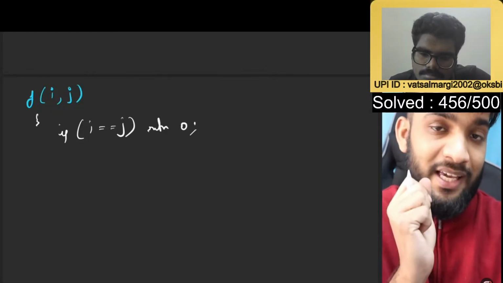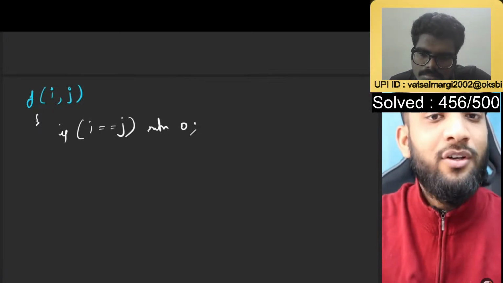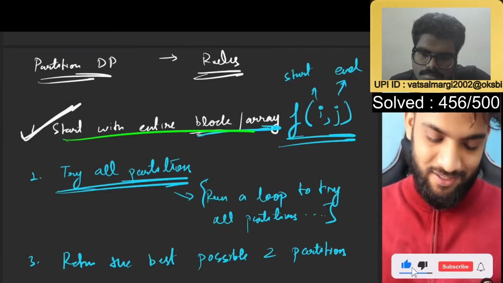So we figure out the smallest base case. The smallest case is when we just have a single piece of matrix, and thereby we can easily return 0 because the number of operations will be 0. Start with the entire block. Done. Base case has also been written.